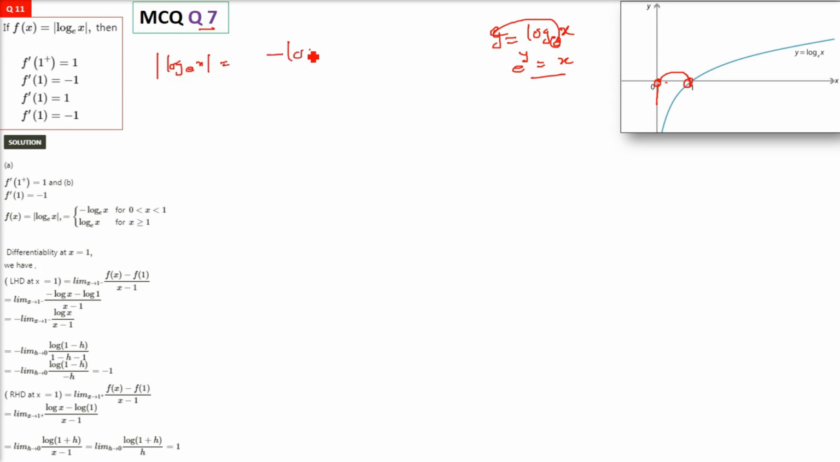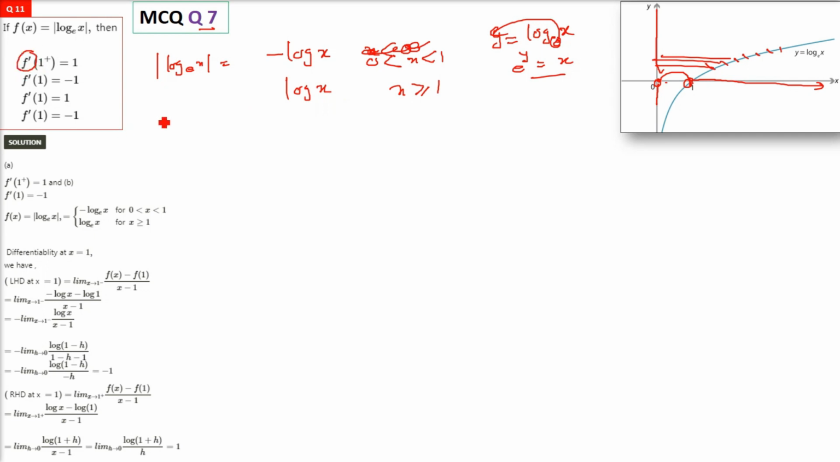So for log x, if you open the modulus, it will be negative log x for x between 0 and 1; please remember 0 is not included here. But when you move ahead of 1, you see this graph is positive, so you get it on the positive y-axis. For that, when you open the modulus, you will get a positive log x. I hope you got the idea. So you have f dash 1 plus and f dash 1 minus.